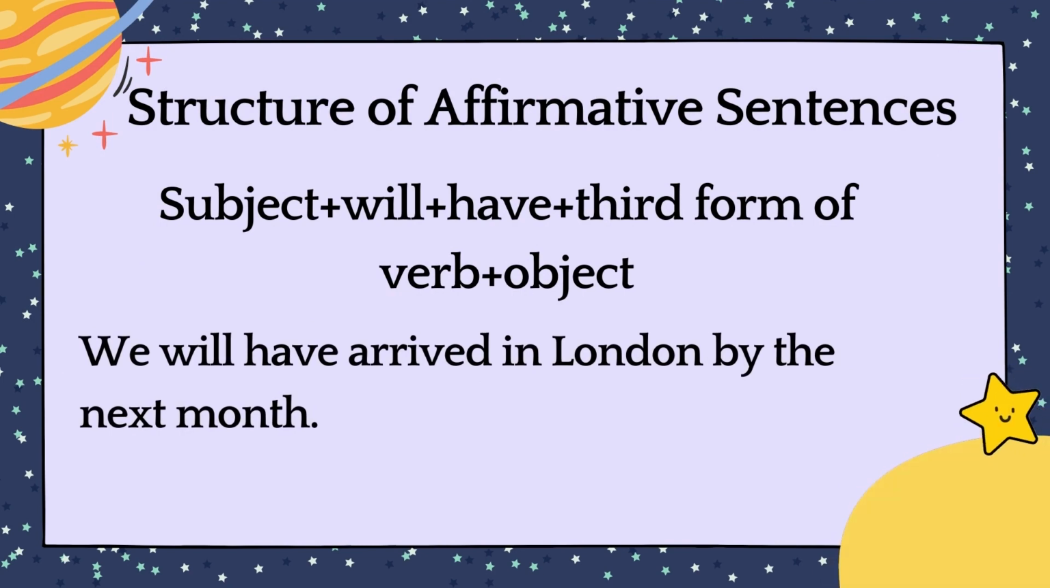Here we have the structure of future perfect tense. As I said, first affirmative sentences, then negative sentences, and then interrogative sentences. Viewers, if you understand the structure well, it will be really very easy for you to compose the sentences and then the paragraphs. The structure to form affirmative sentences is subject plus will plus have plus third form of verb plus object. Example, we will have arrived in London by the next month.